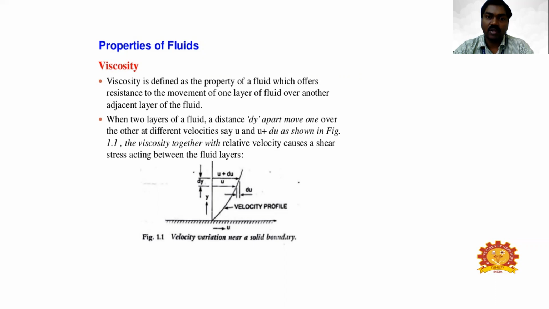It starts from zero and increases to some point, then it decreases as it travels. At the shorter point it has u. After that, it increases to u plus du, as given here. It has traveled some distance, dy.